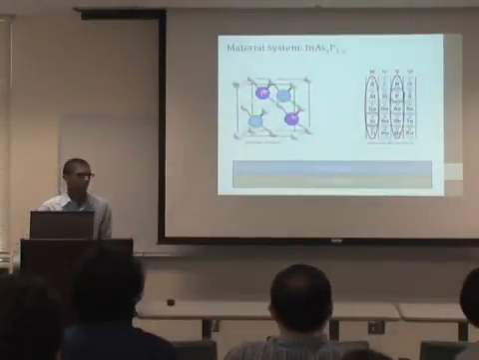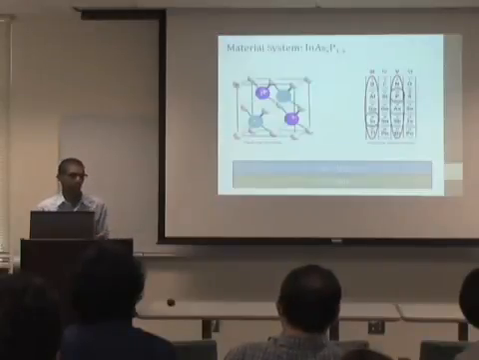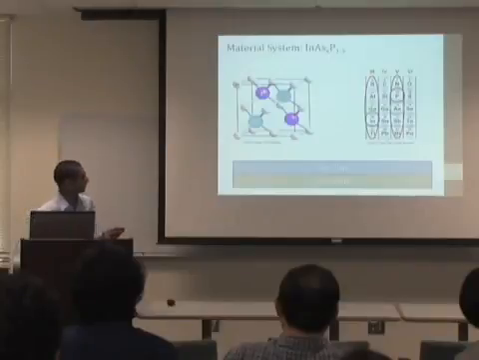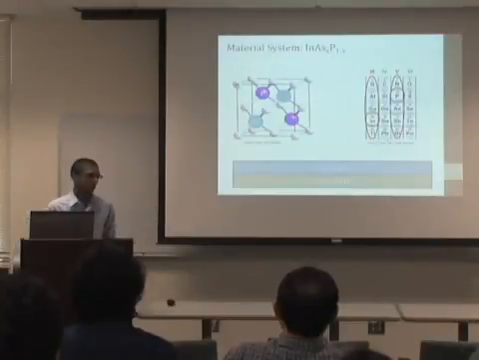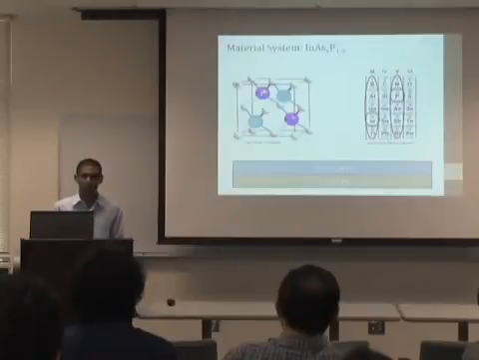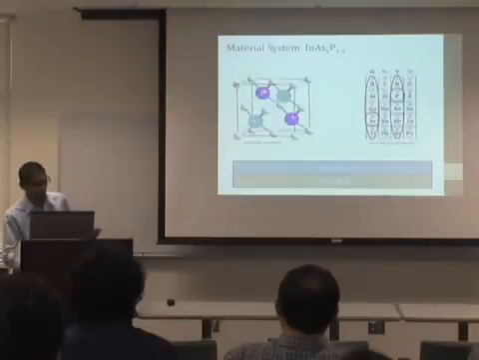So the system that we're studying is indium arsenide phosphide. It's a combination of one group 3 and two group 5 elements, and we grow it on top of an indium phosphide substrate. So in this case, we have 3 different sizes of atoms. We're scattering 3 different wavelengths of phonons, so we're really driving that thermal conductivity down.